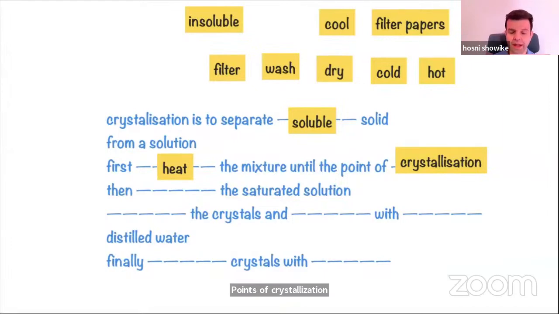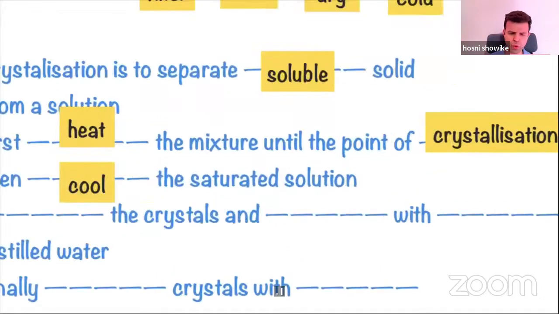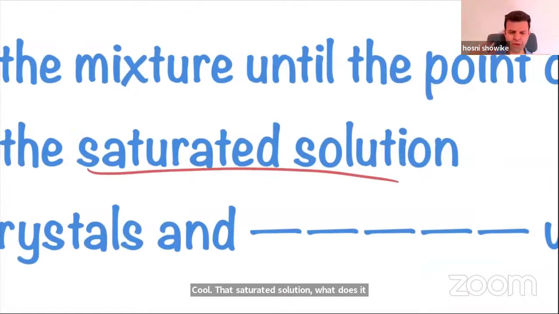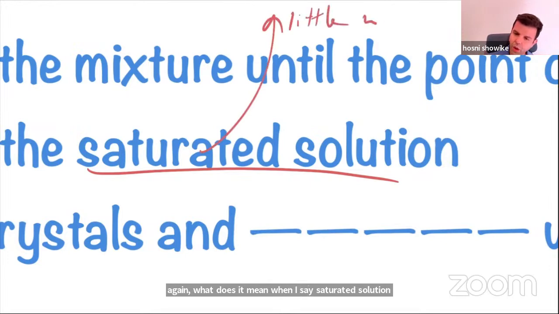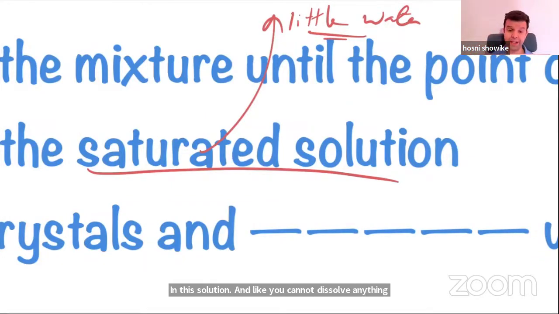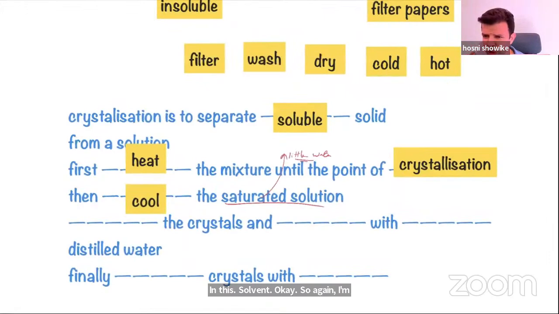All right. Then, cool that saturated solution. What does it mean when I say saturated solution? That's a solution very thick, meaning it has very little water in it, and you cannot dissolve anything anymore. So you've reached the limit of the amount of solute in this solvent, okay? I'm gonna tell you more about that saturated solution next time, but let's just now accept that this is the solution that has the maximum limit of solutes.